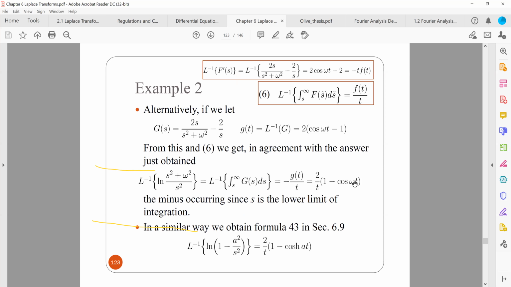So maybe I can give you something. Could you try to prove this? I'll give you 5 minutes to try and prove that the Laplace inverse of ln of (1 minus a squared over s squared) is equal to 2 over t times (1 minus cos at). I'll give you 5 minutes. And maybe one of you will show us how they did it. I don't know if you can share anything. You can take a screenshot and share.